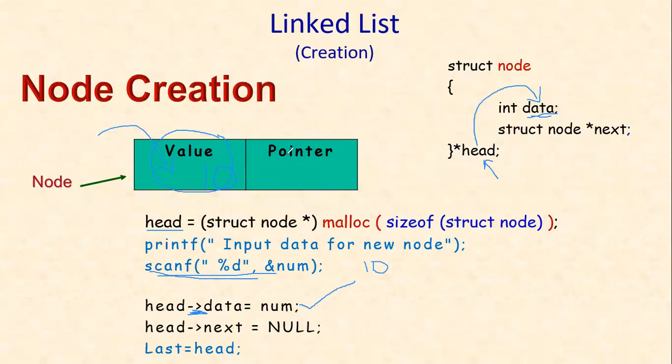So when it is a first value, the pointer must consist of null. That is why I am writing head next is equal to null. So whenever I write head next is equal to null, you have only one node which consists of 10 as value and next as null. So for one value it is okay, but if I want to add a few more elements to this list, then what should I do?